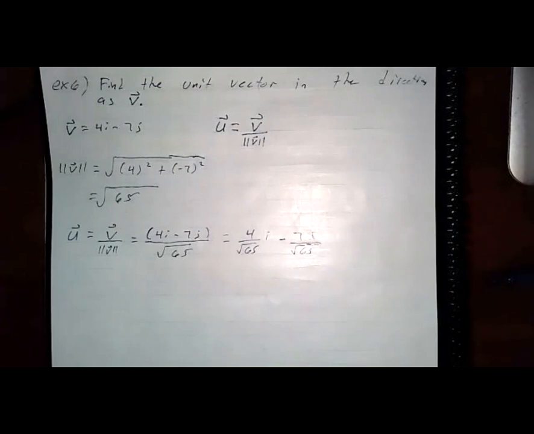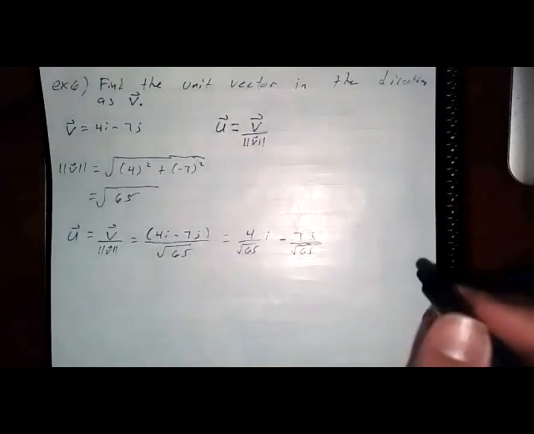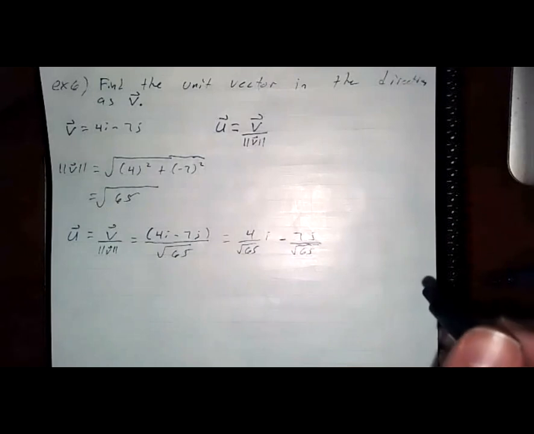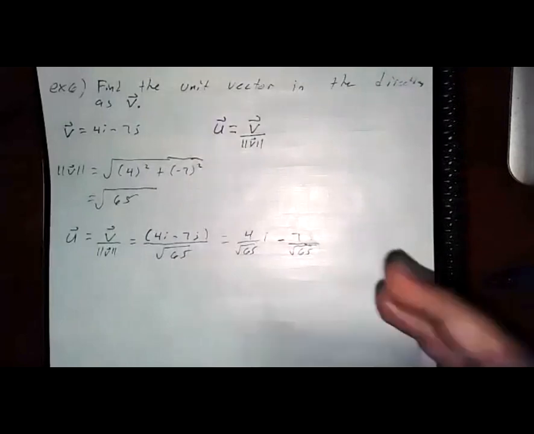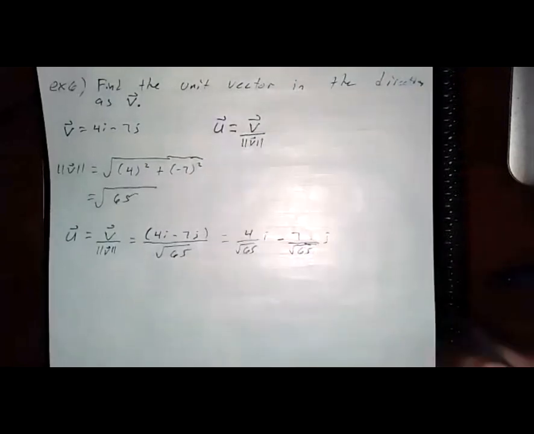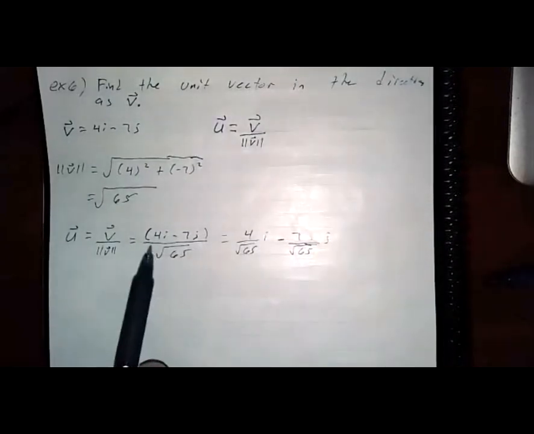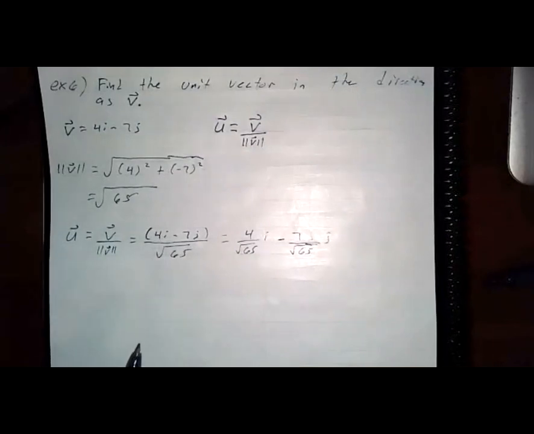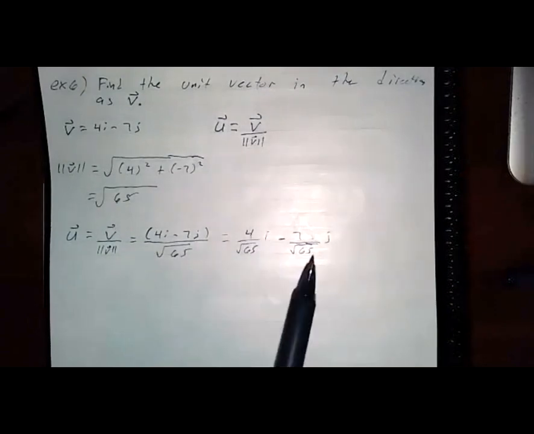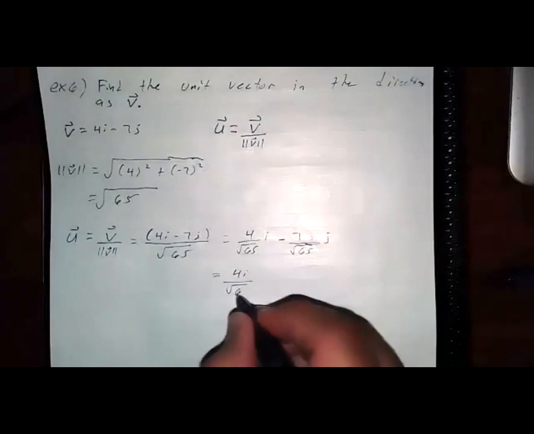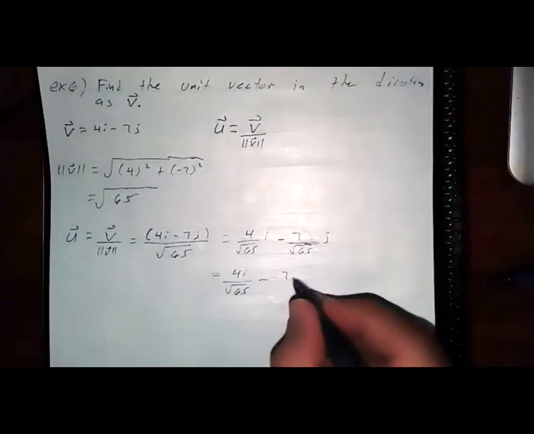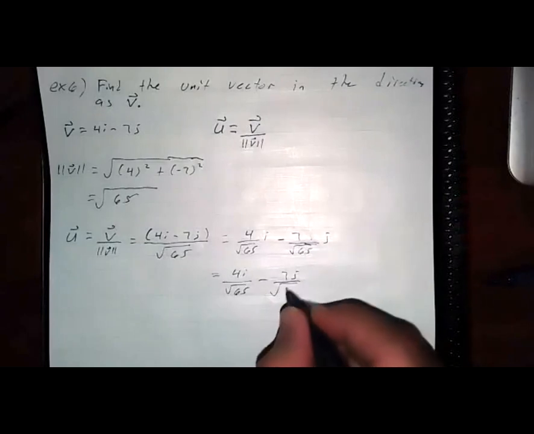How does the i work? Is it like 4 over square root 65 times i minus...? Yeah, you can put the i on top or on the side. It's the same thing. You can put it over here if you want, or leave it right next to the 4. So you can see it as a fraction times i, or you can see it as 4i over this. It's the same deal. See what I mean? They're both right.